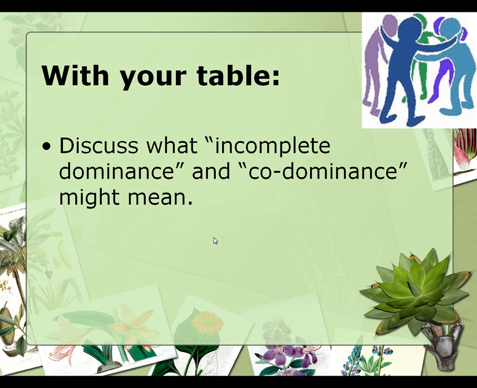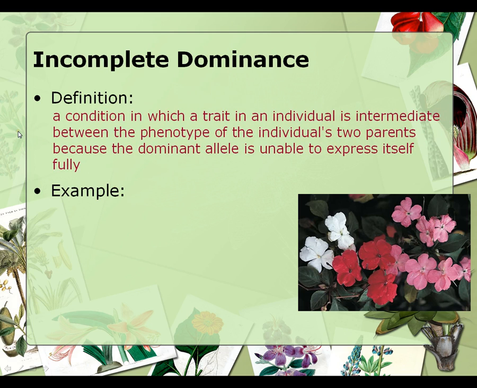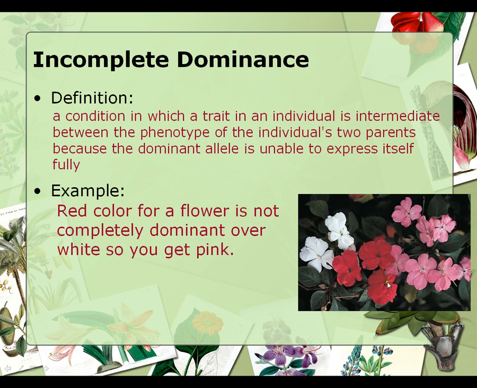Alright, thank you for talking about this. Now, let's talk about incomplete dominance. This is the definition out of your book, so go ahead and write it down. But really the simple version is that incomplete dominance is when two traits mix. The example is the red color flower and the white color flower. They're not completely dominant one over the other, so you end up with pink flowers.